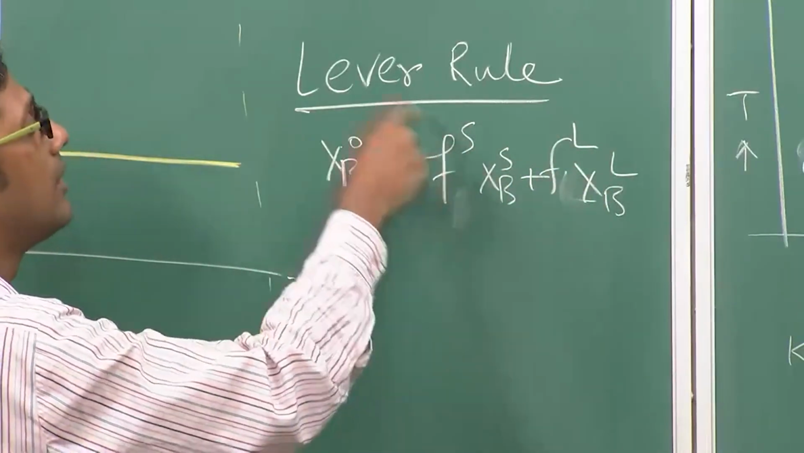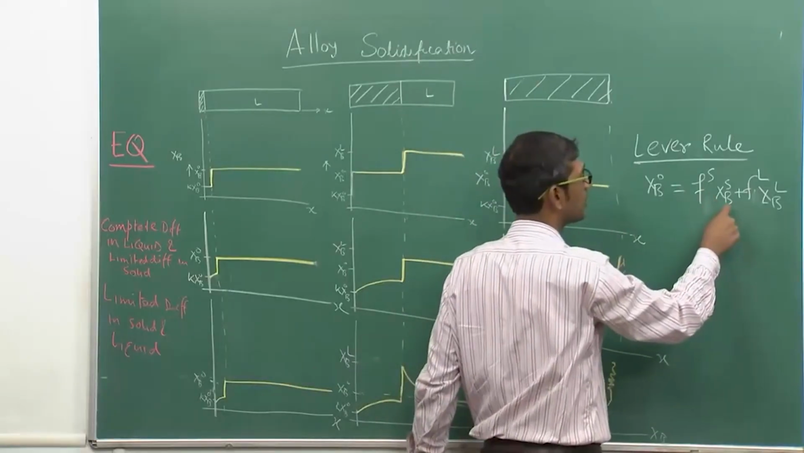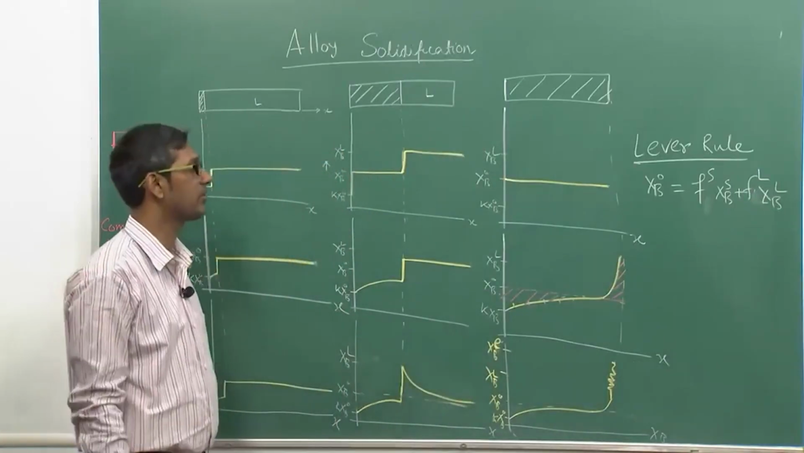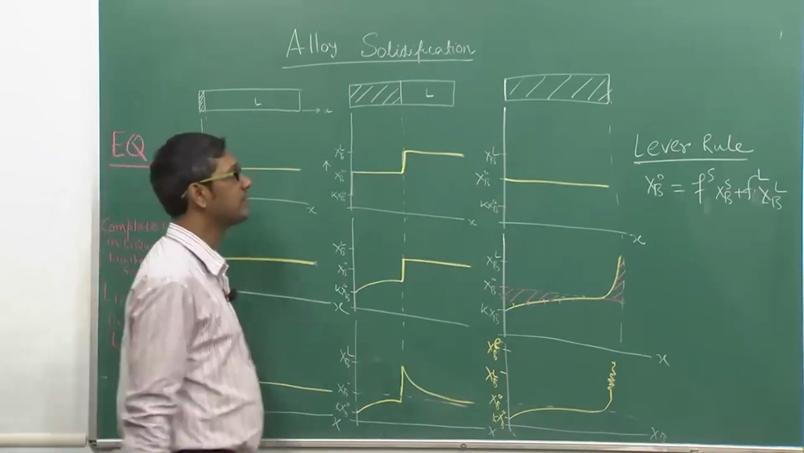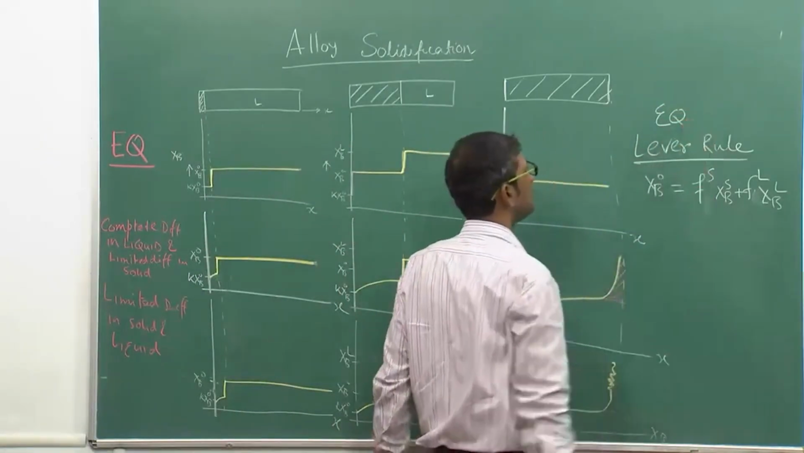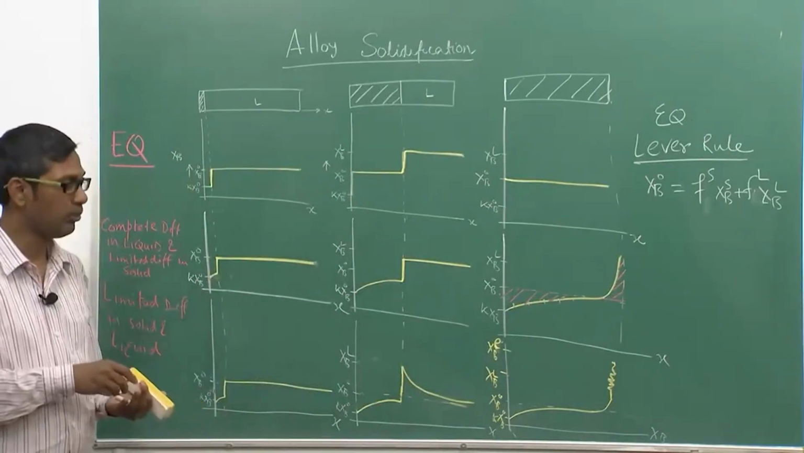Fraction of the part which is solidified in each case multiplied by the composition of the solid, plus the fraction of the liquid in each case multiplied by the composition of the liquid. That is how it is. This is called the equilibrium lever rule in the literature. Now, for the second situation we need to derive the rule.